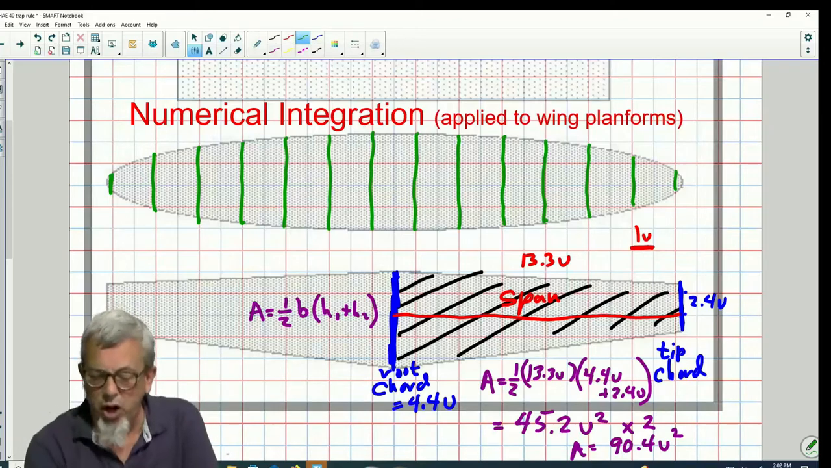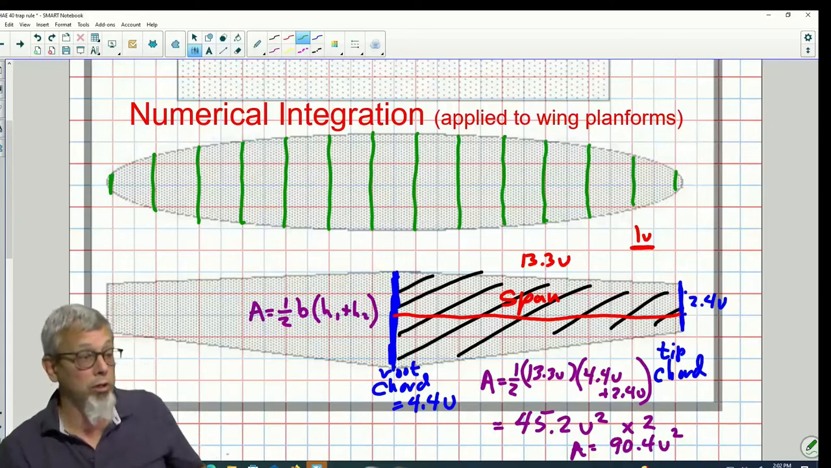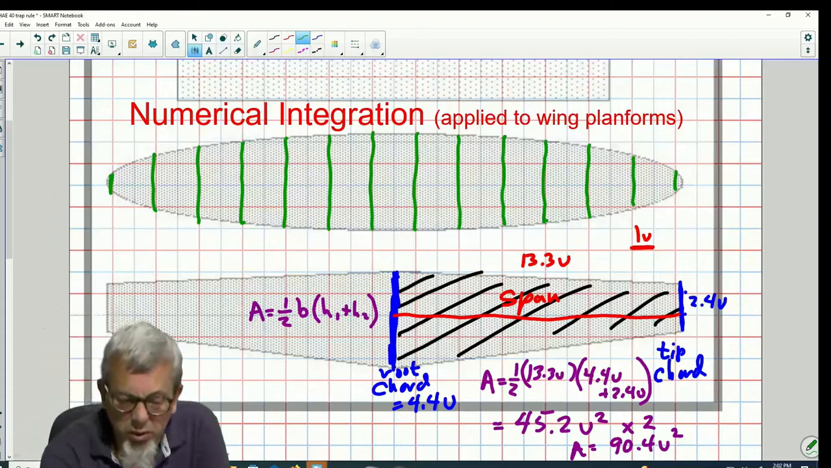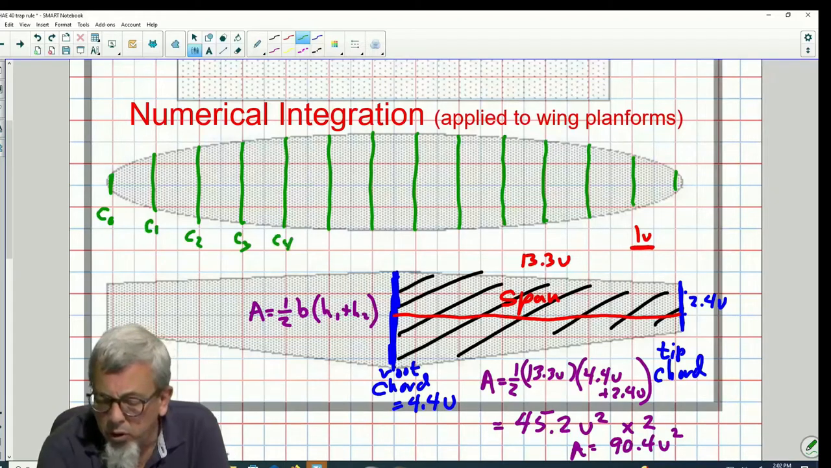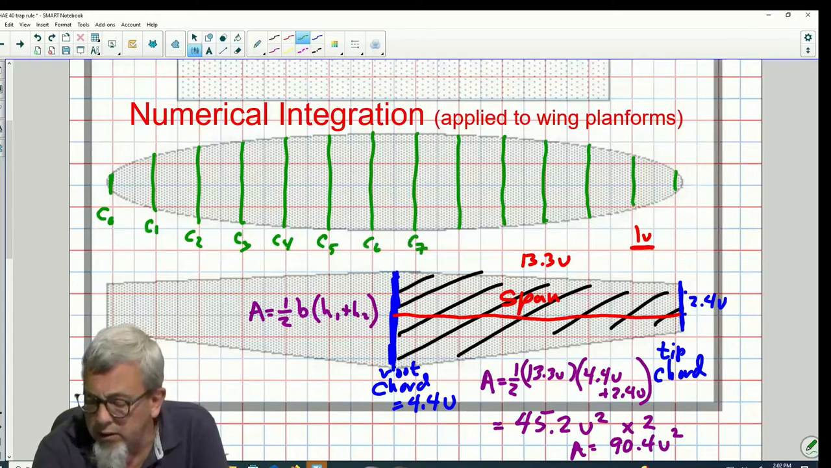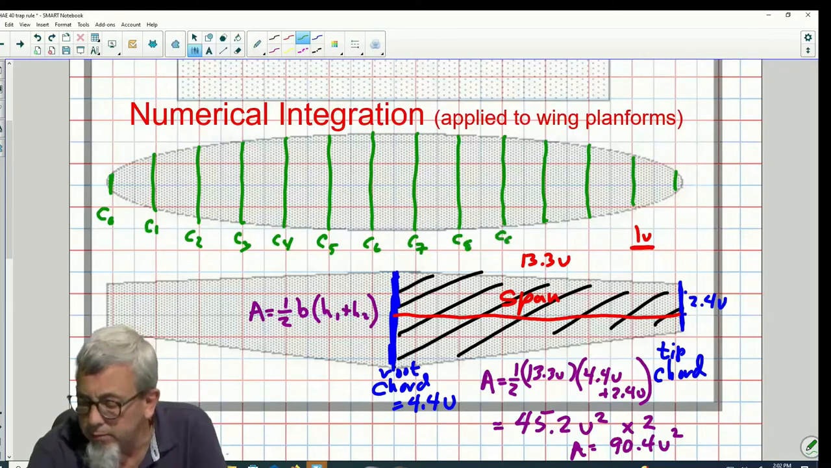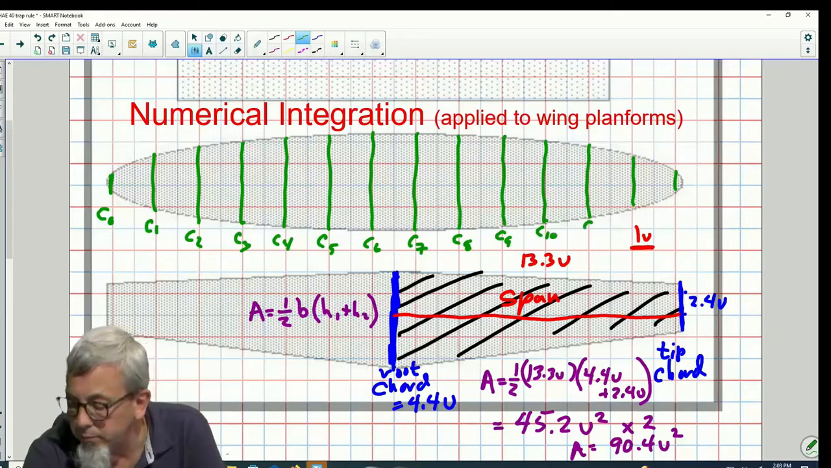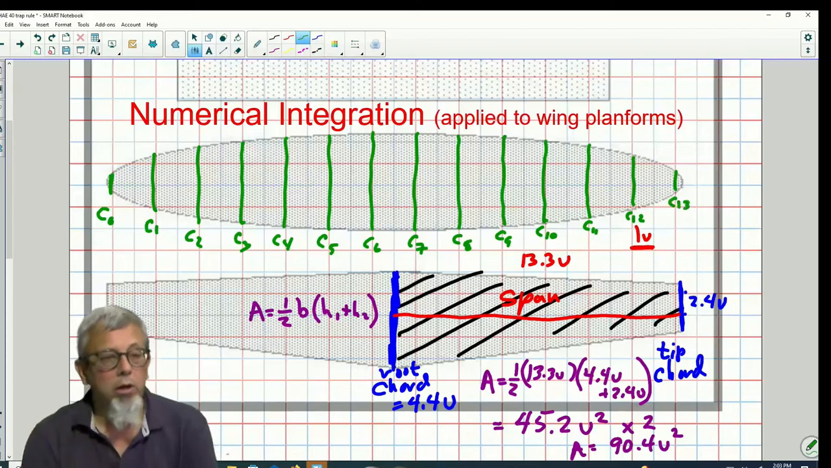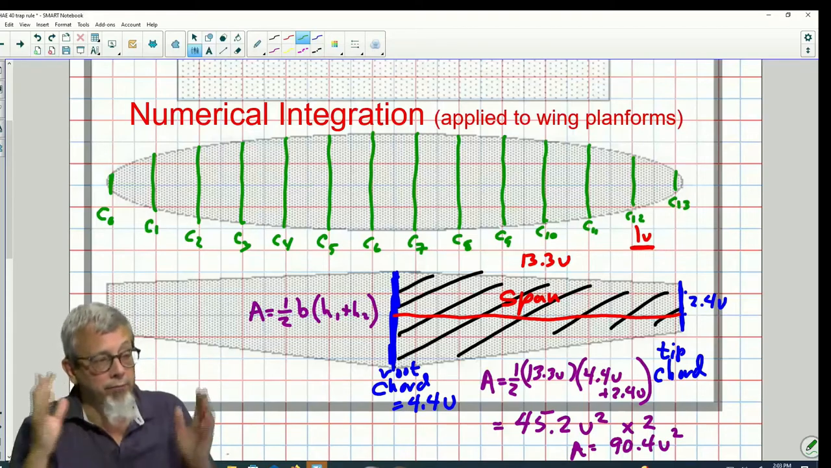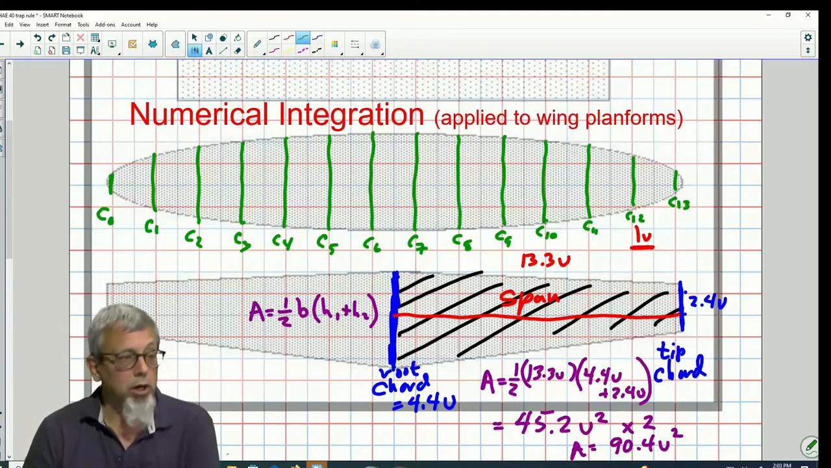In this case, I could call them H's, but I'm going to call them chords because there's a series of chords here. So here is my chord, and I'm going to call this chord 0. And this is chord 1 and chord 2, etc. Chord 4, chord 5, chord 6, chord 7, 8, all right, so there's 13 vertical divisions, marks here.